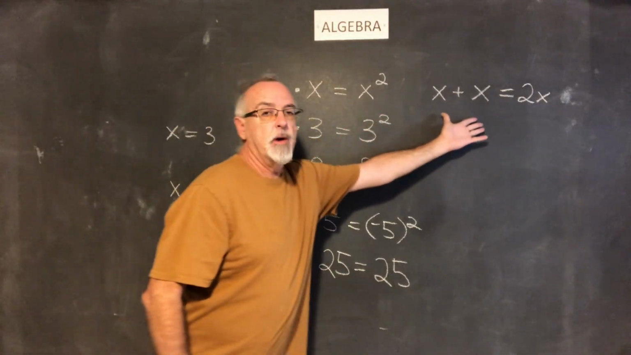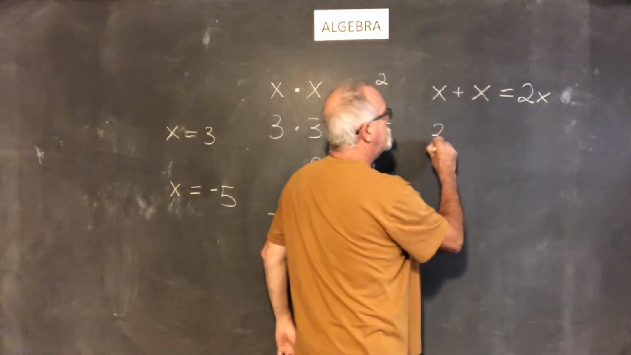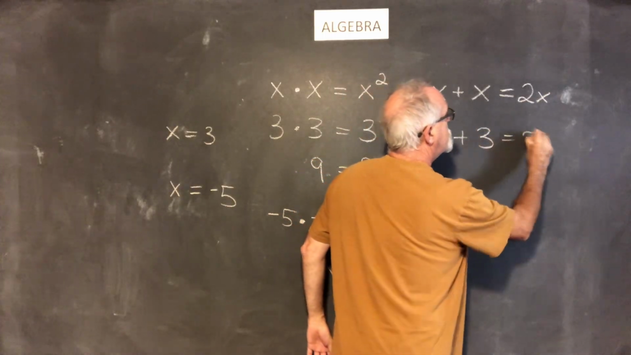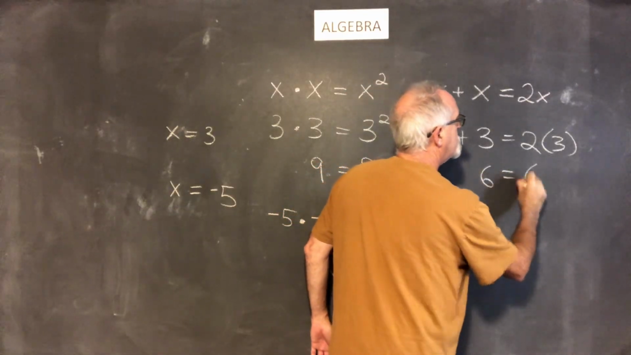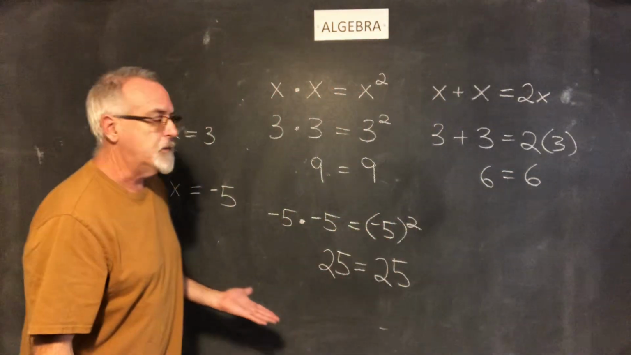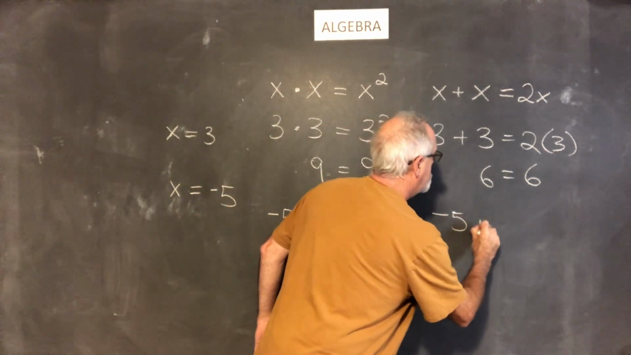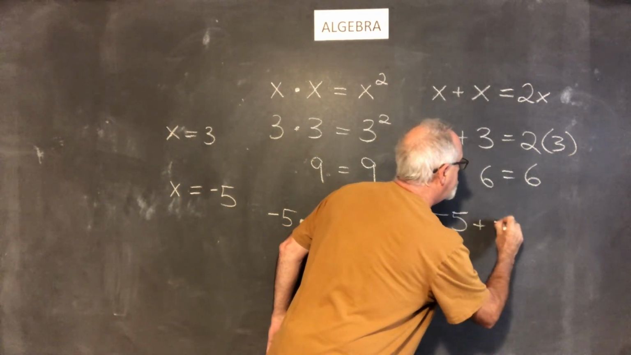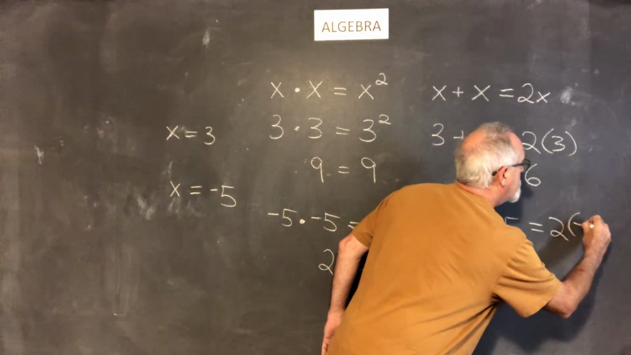The rule still works, but it becomes a little bit more confusing when you use 2. Let's do this other one. x plus x equals 2x. Well, if x is equal to 3, 3 plus 3 has to be equal to 2 times 3. And 3 plus 3 is 6, and 2 times 3 is 6. It's working also. Let's try the negative 5. Negative 5 plus negative 5 would have to be equal to 2 times negative 5.